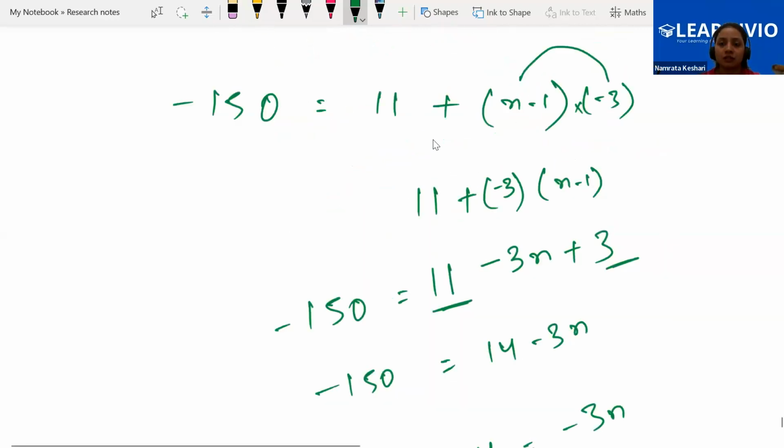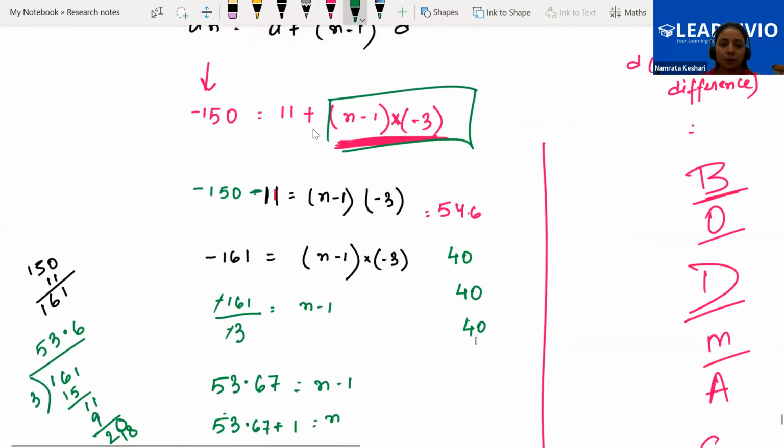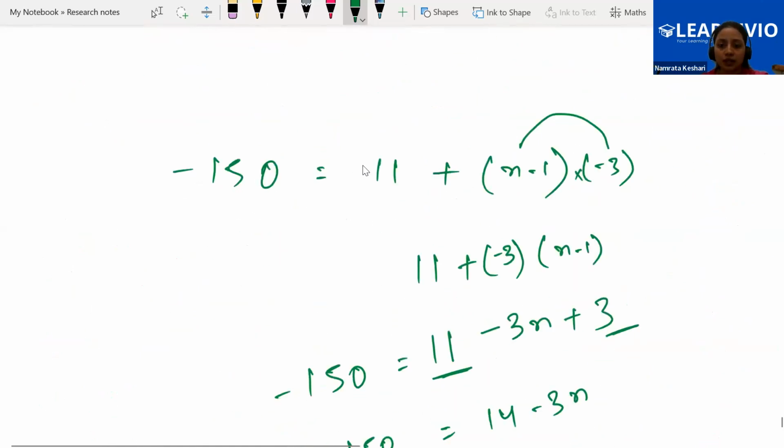Wait, are we missing anything? Ma'am, minus and minus will get cancelled. Yeah, what did you say, Maha? Ma'am, the minus sign will get cancelled, right? Yeah, the minus sign will get cancelled. That I understand, but I am checking something.